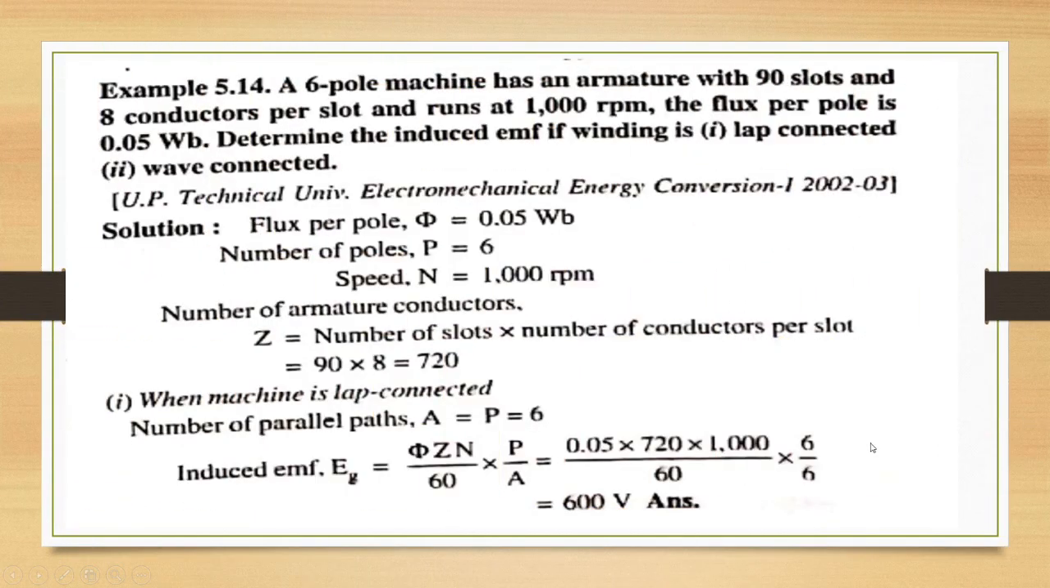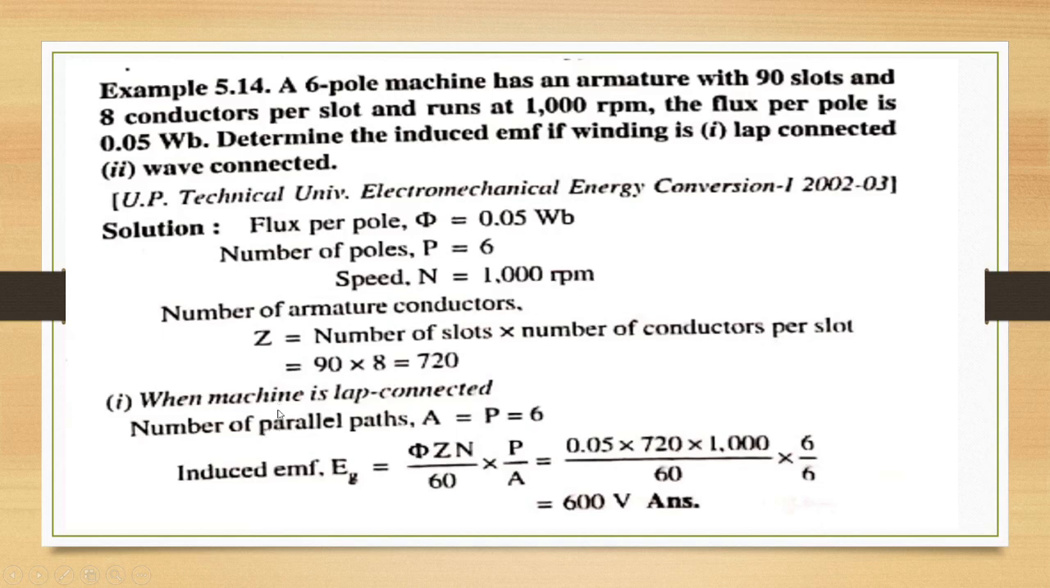Next numerical. A 6-pole machine has an armature with 90 slots and 8 conductors per slot and runs at 1000 rpm. Flux per pole is 0.05 webers. Determine the induced EMF if winding is lap connected and if the winding is wave connected. First, given data we are writing here, phi is given as 0.05 webers, P is given as 6, speed is 1000 rpm, Z is equal to number of slots into number of conductors per slot, that is 90 into 8.